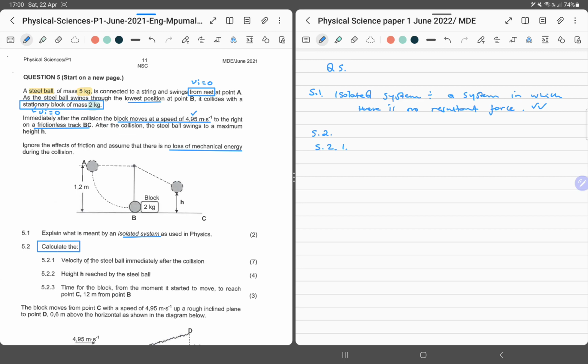Now it says calculate the velocity of the steel ball immediately after collision. So you can see here there is a little bit of sweating going on. 7 marks, you're not going to be playing here. First of all, we can see that there is a bit of momentum here, and then of course mechanical energy in an isolated system. So first of all, we need to know the velocity of the steel ball before this thing happens. So we can say velocity of ball before collision.